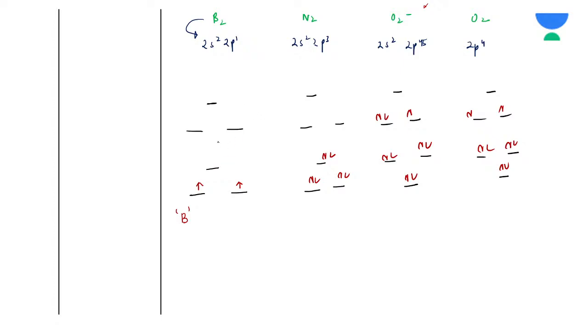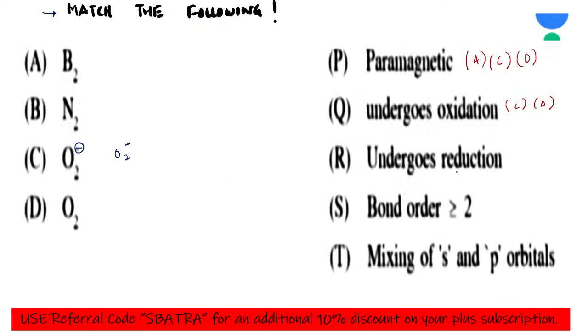Okay, this boron can also accept electrons because it has a vacant bonding molecular orbital, so definitely boron can accept electrons, so you need to write down A over here. Fine. Next is bond order greater than 2 or equal to 2.